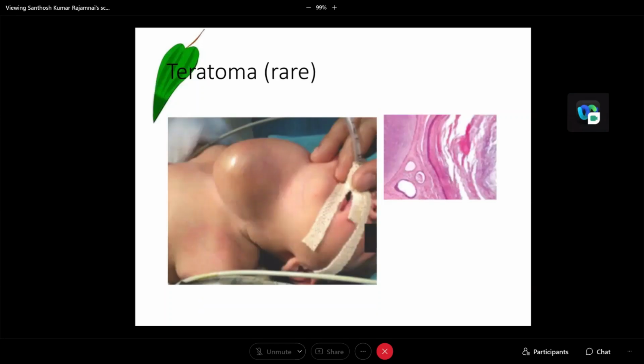And then it is teratoma. When the dermoid is completely malignant, it is called a teratoma, a rarer tumor like teratoma of the neck. Here you can see in the cross section, you can see skin-like structures, you can see teeth, you can even see cartilage-like structures inside in the slide.